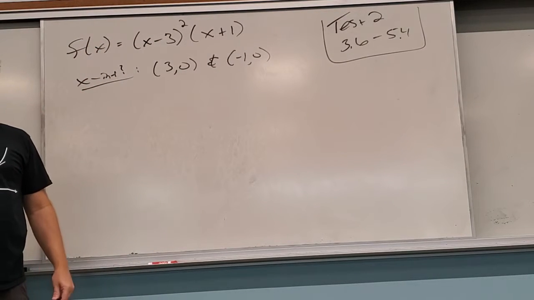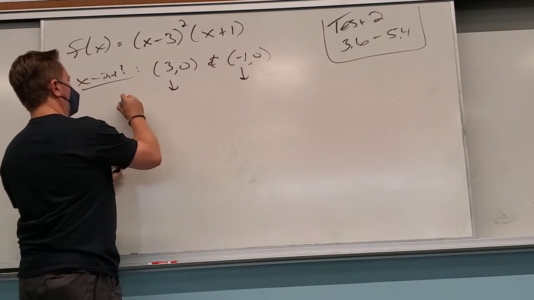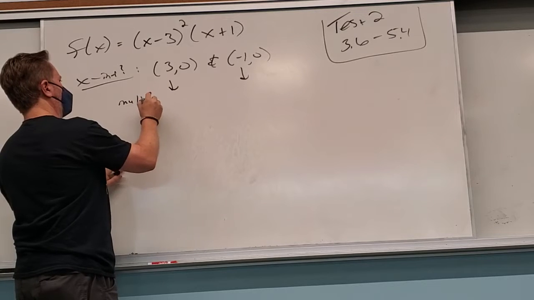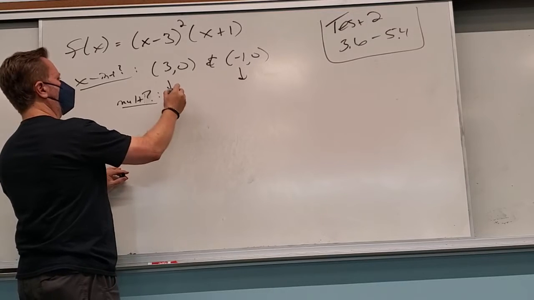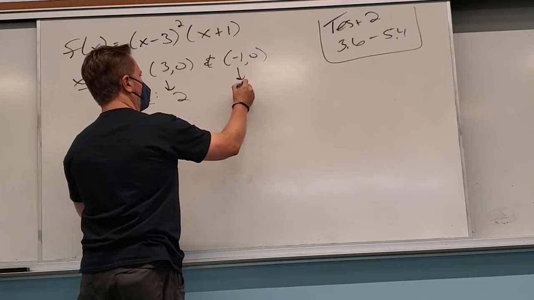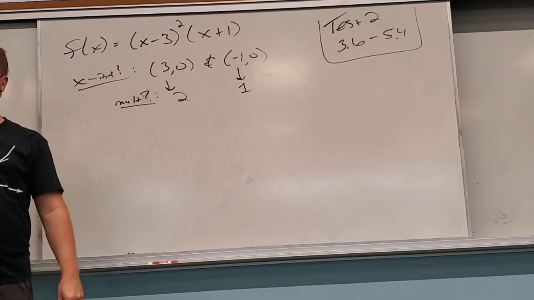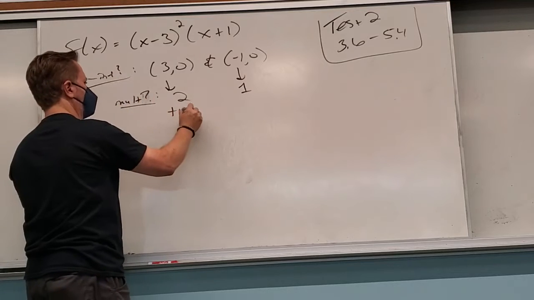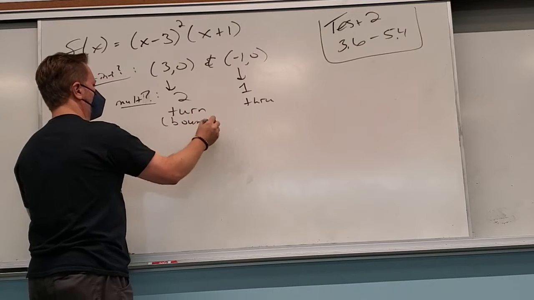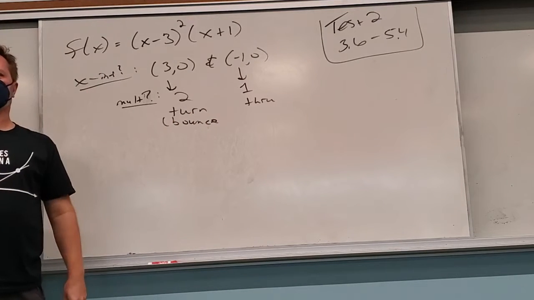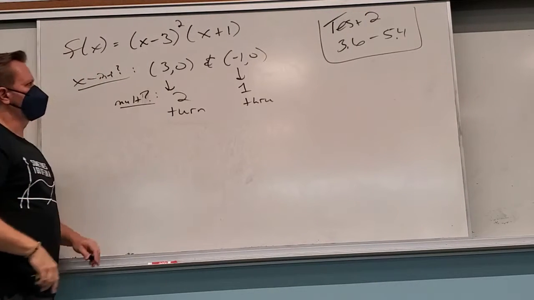What about the multiplicity? What's the multiplicity of each of these? 2. Yeah, 1, 2, and this is 1. So what's it going to do at this intercept? Is it going to turn or is it going to go through? It's going to turn. Some of my colleagues call this, it's going to bounce. But to me that just sounds like I'm out of here. But if you like bounce better, it's fine. I like turn, it doesn't matter.